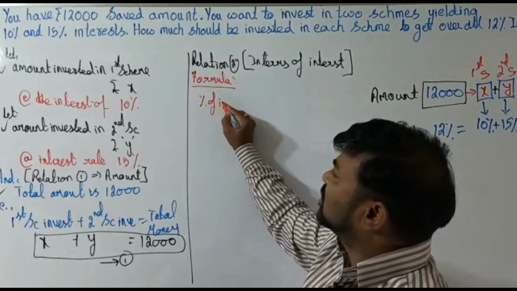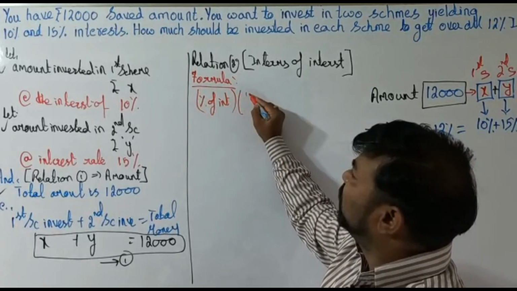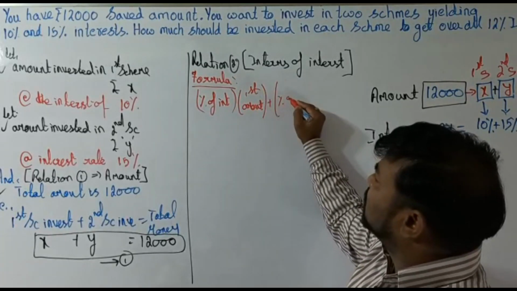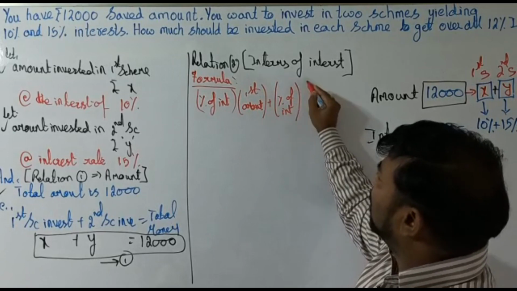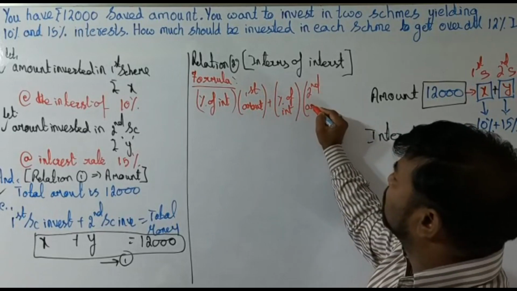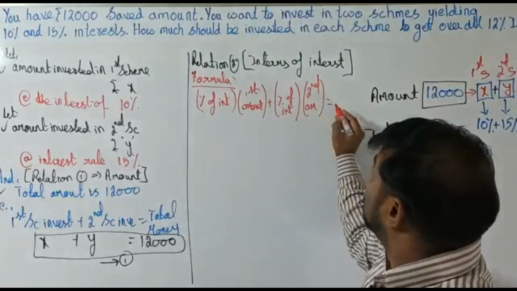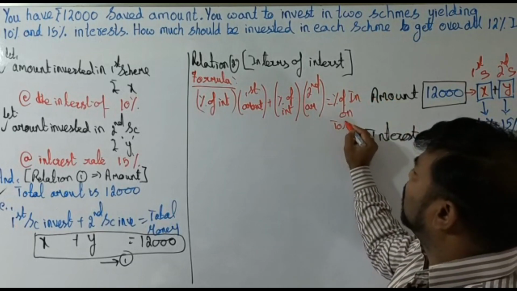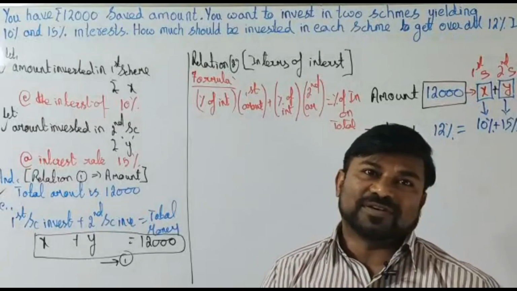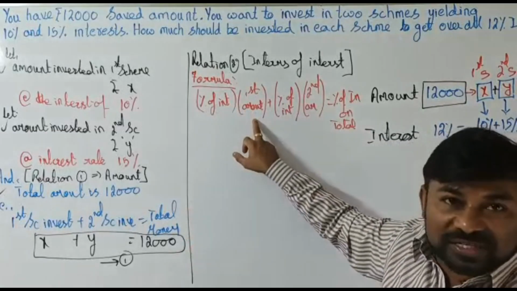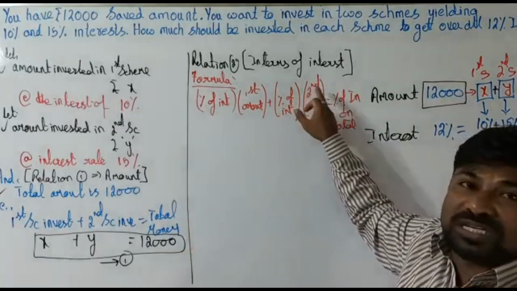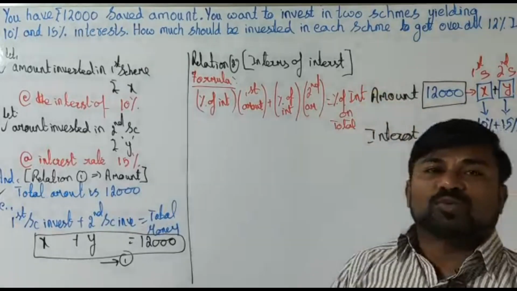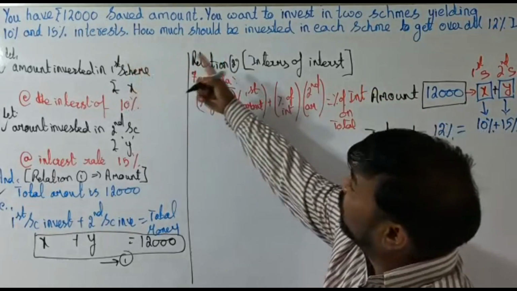Percentage of interest times first amount plus percentage of interest times second amount equals percentage of interest on total amount. That is the formula. Percentage of interest on first amount plus percentage of interest on second amount equals percentage of interest on total amount. That is what he has given. So let's go for that.